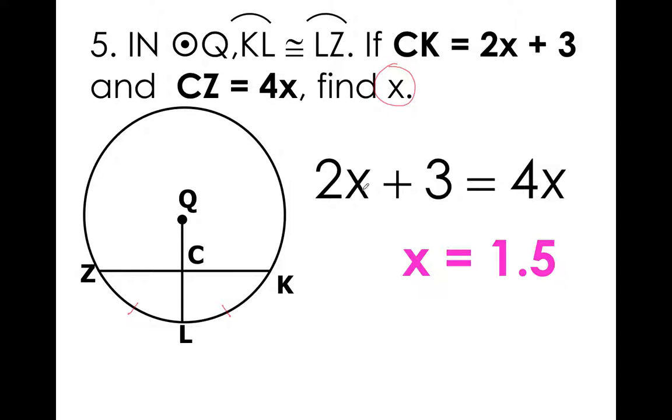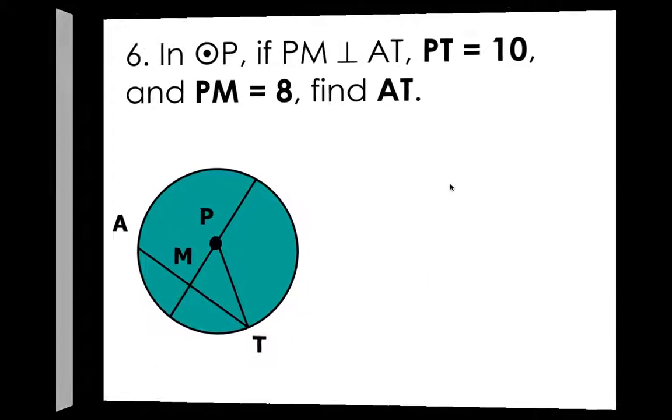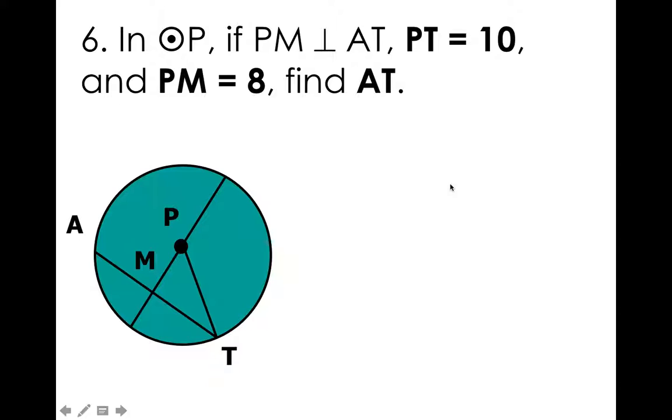And just remember, just to go back with this, if we subtract 2x, then that means we end up with 3 is equal to 2x. And then remember, you're just dividing by 2, just to give you a refresher. Let's look at number 6. Give you a chance to copy that down, and then we'll solve it.